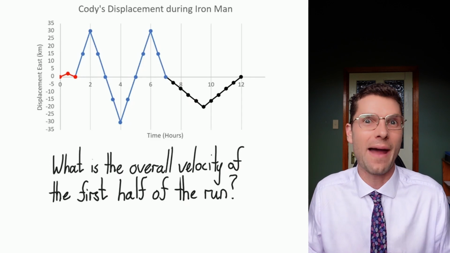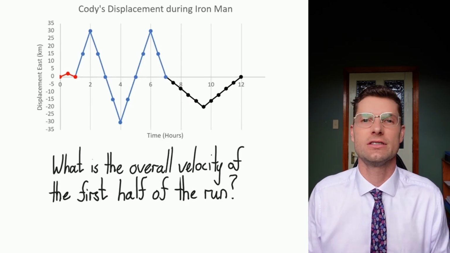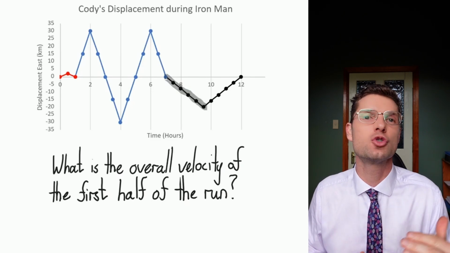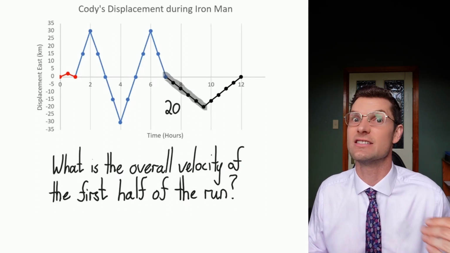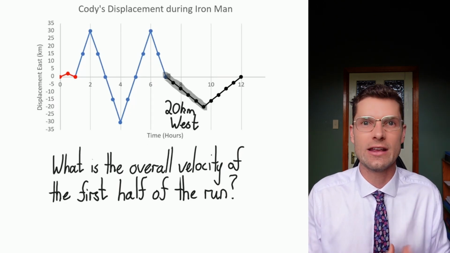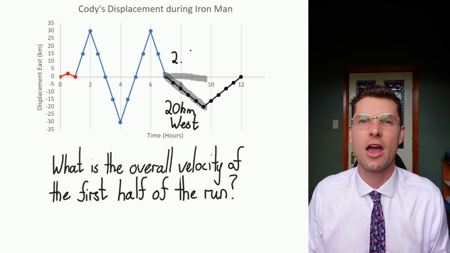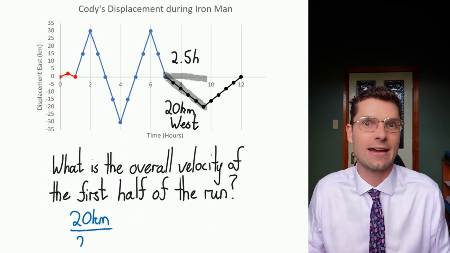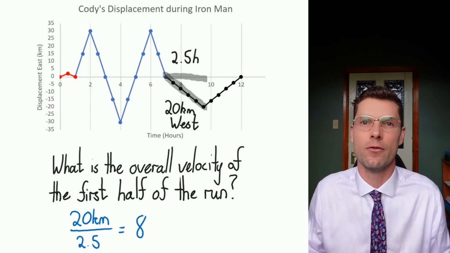Now a little bit more mathematical, we're looking for the velocity of the first half of the run. So this is just where we go from our start position and we're going 20 kilometers west because it's in the opposite direction of east. So because we know that we've gone 20 kilometers in 2.5 hours, we just have to do 20 divided by 2.5 in our calculator, which is equal to 8 kilometers per hour. The same as our overall speed.